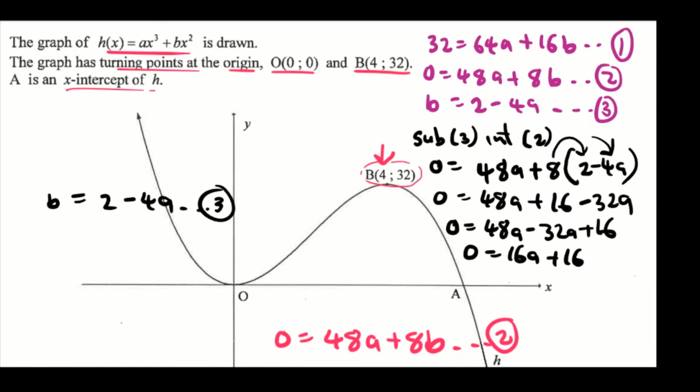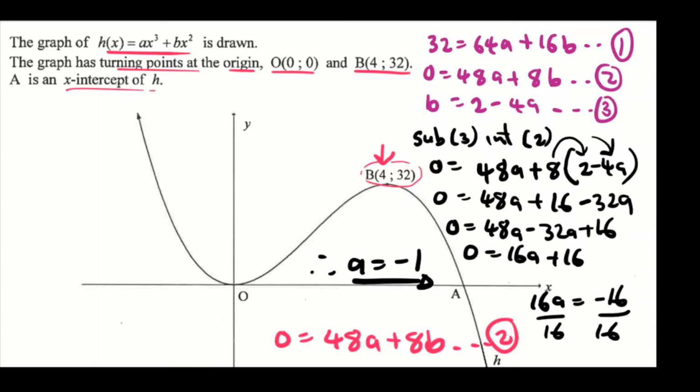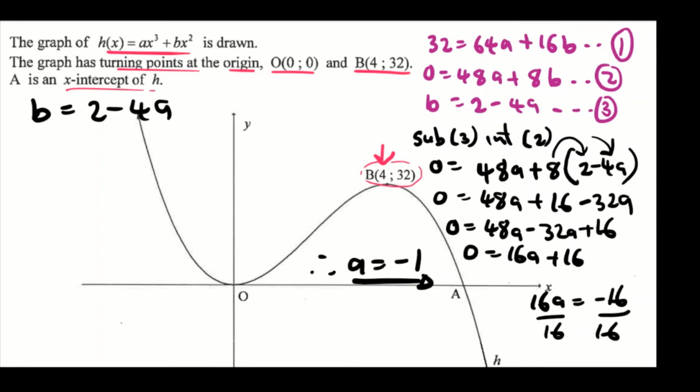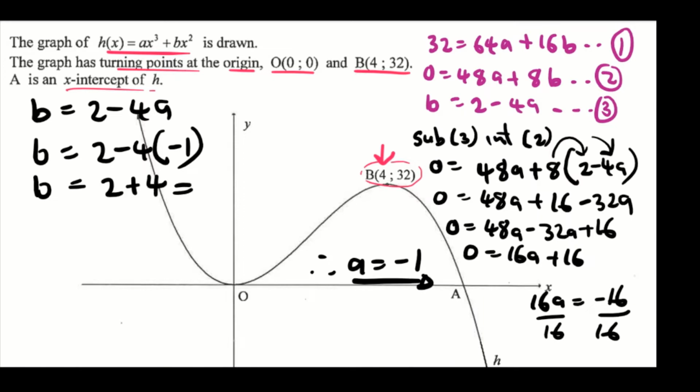Transpose the 16 to the other side. We have 16a equals minus 16, and divide by 16 on both sides. So therefore our a value equals negative 1. Then to find b, it's now simpler. We can use the third equation. The third equation says b equals 2 minus 4a. So b equals 2 minus 4 times negative 1, so b equals 2 plus 4, which equals 6. So we found the value of a and the value of b.